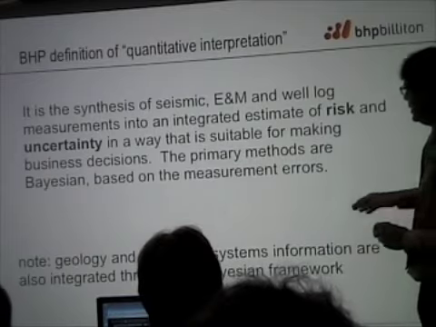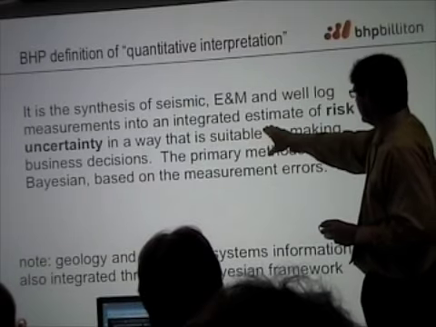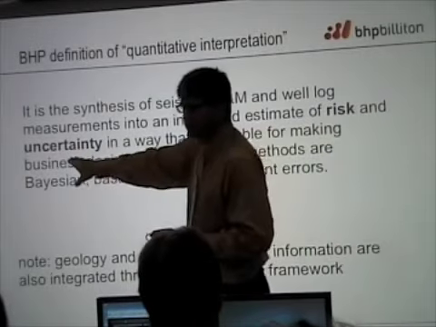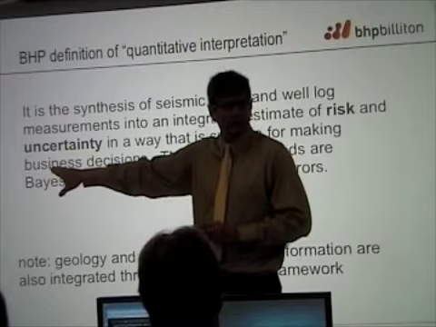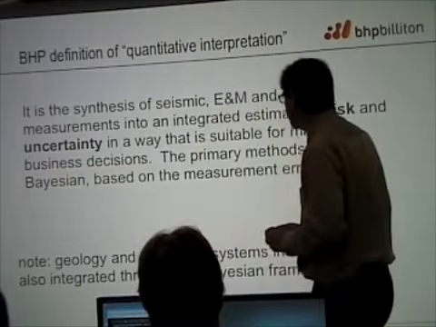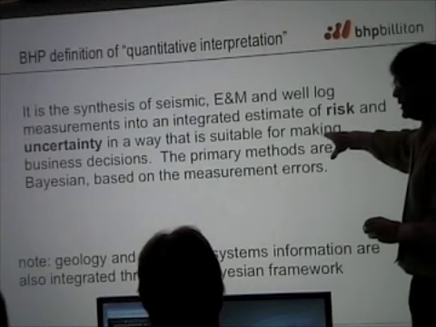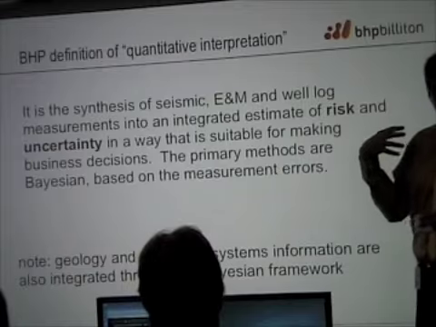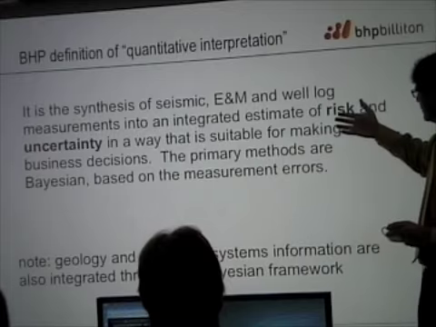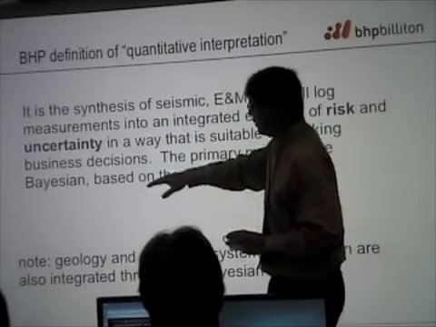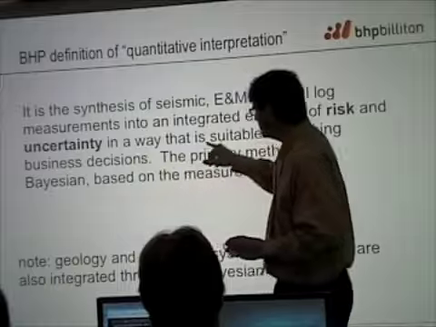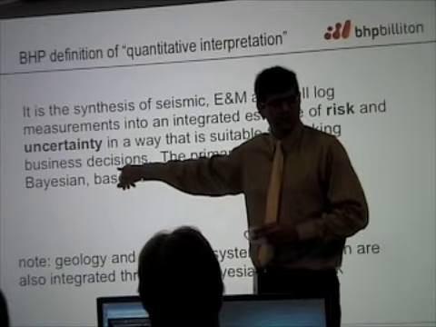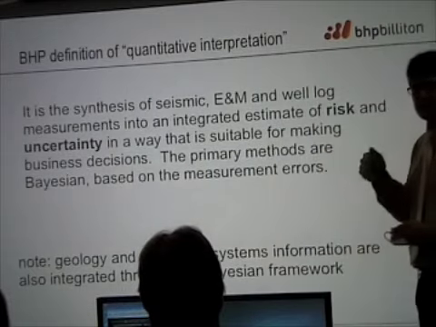But you want to combine these measurements together to have an integrated estimate of the risk and uncertainty. The uncertainty is around resources and/or reserves, as we would call them in the petroleum area, in a way that's suitable for making business decisions. That's where we're going in terms of the lease sale example. When you know the probability of success, or how large or small the volumes are, those can be put into your economic models and help you with your decision trees in making business decisions.